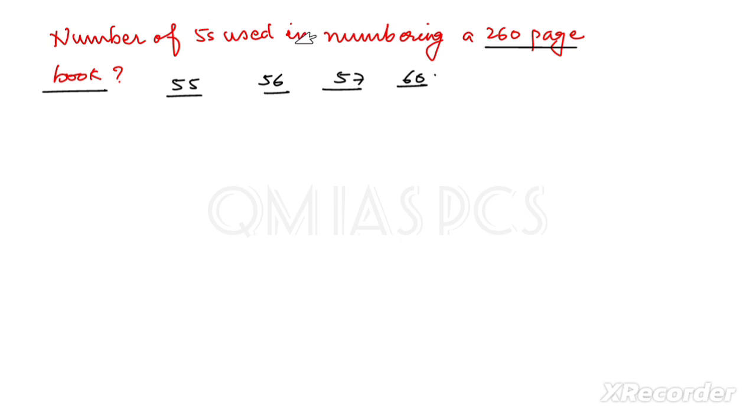See, two types of questions are asked in PYQ: we have to find the number of fives, or we have to find the sum of the digits. Both are the same type, same pattern. We just have to find the numbers there. So what are the numbers of 5 here? Let's count it.